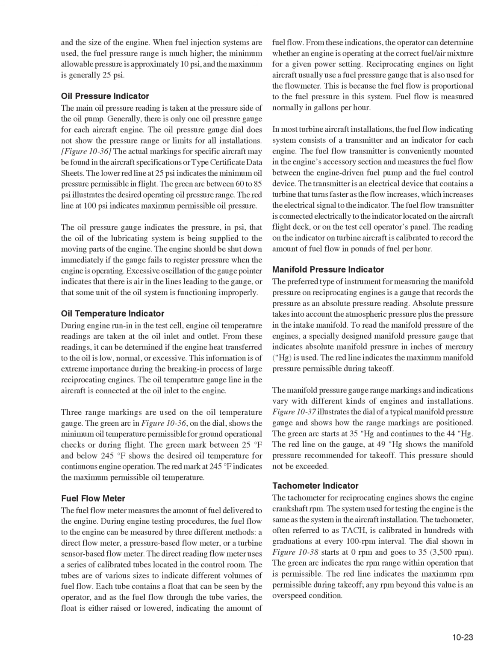The fuel flow transmitter is connected electrically to the indicator located on the aircraft flight deck, or on the test cell operator's panel. The reading on the indicator on turbine aircraft is calibrated to record the amount of fuel flow in pounds of fuel per hour.